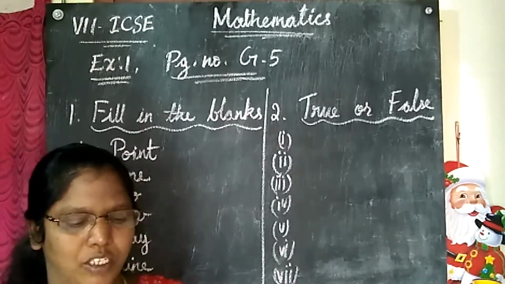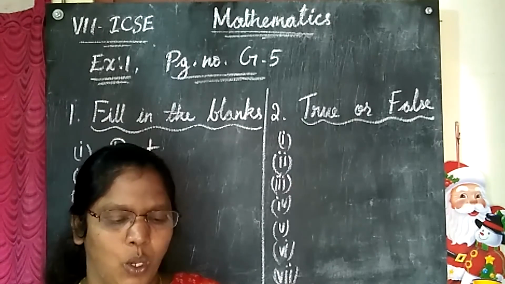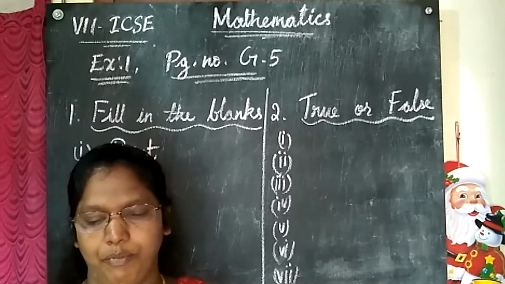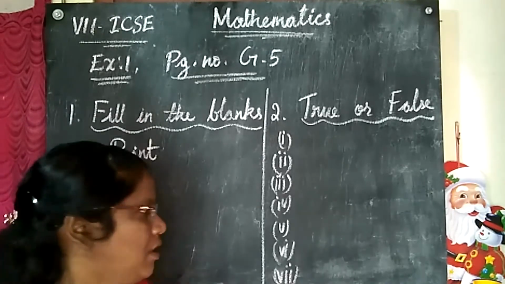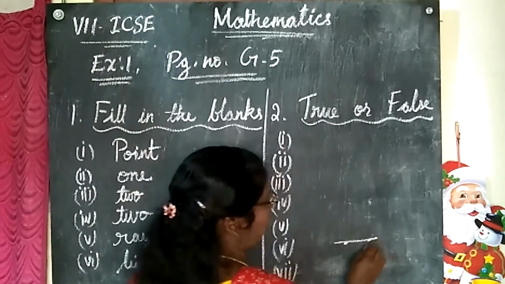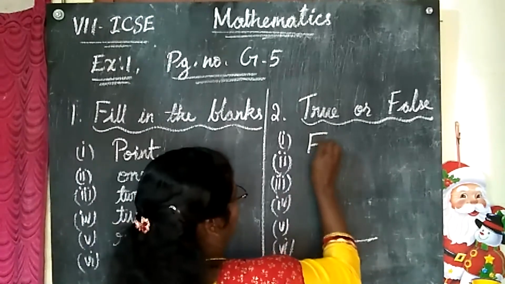Second one, true or false? First one, only two straight lines pass through 2 given points. 2 points are given. Through that how many lines can be drawn? Only one, but here it is given 2. So it is false.